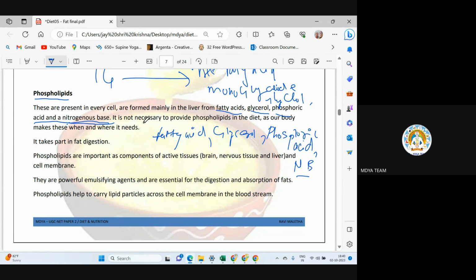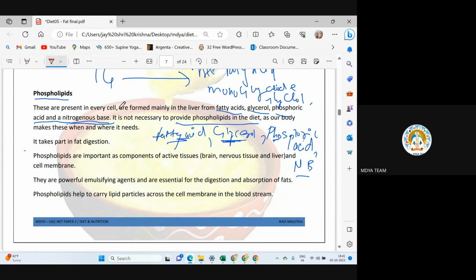It is not necessary to provide phospholipid in the diet, as our body can produce it. We get fatty acid and glycerol in the form of triglyceride in our diet, and we get phosphorus from various foods like banana, so our body can produce phospholipid. And the most important thing is the function of phospholipid. Please remember it.